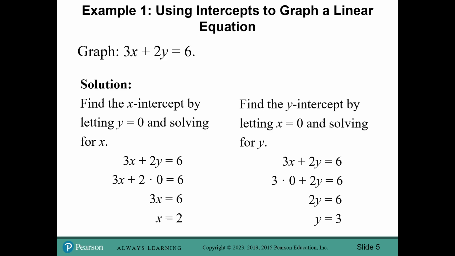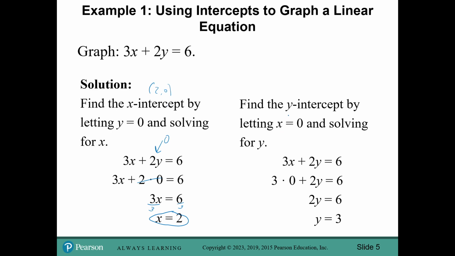So let's graph 3x plus 2y equals 6. Solution. Find the x-intercept by letting y equal 0 and solving for x. So I'm going to take the function 3x plus 2y equals 6. I'm going to plug in 0 for this y. So I have 3x plus 2 times 0 equals 6. Well, 2 times 0 is 0. Boom, that's gone and out of the way. I'm left with 3x equals 6. I divide by 3 on both sides to get x by itself. I have x equals 2 is my solution here. So my x-intercept is 2, 0.